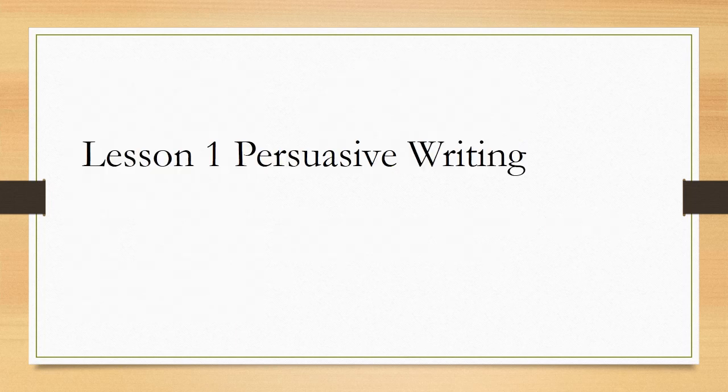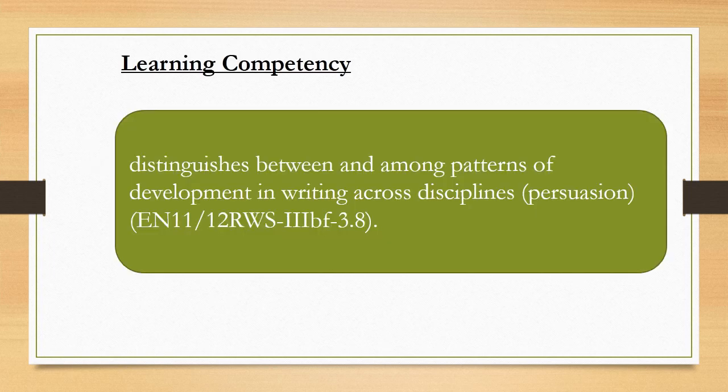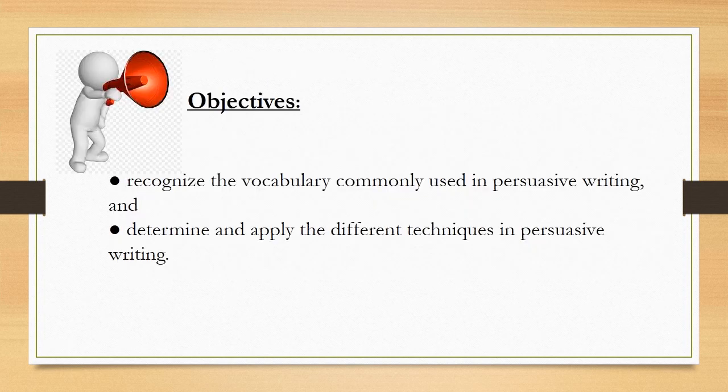Let's proceed to Lesson 1, Persuasive Writing. Our learning competency is to distinguish between and among patterns of development in writing across disciplines. And our objectives are to recognize the vocabulary commonly used in persuasive writing and determine and apply the different techniques in persuasive writing.